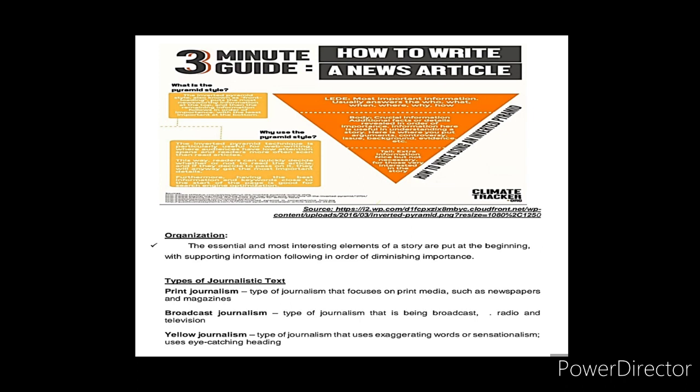So there are three types of journalistic text. We have the print journalism, which focuses on the print media such as newspaper and magazine, and the other one is the broadcast journalism that is being broadcast from radio and television, and the yellow journalism that uses exaggerating words, which is used as eye-catching, or usually uses eye-catching heading.